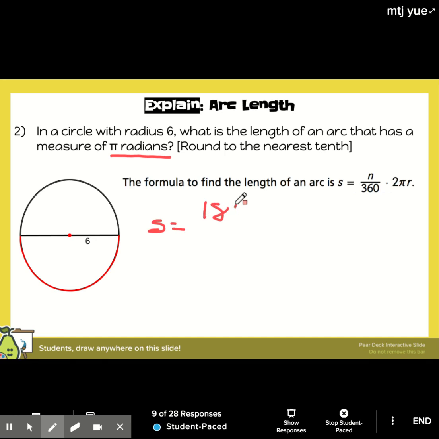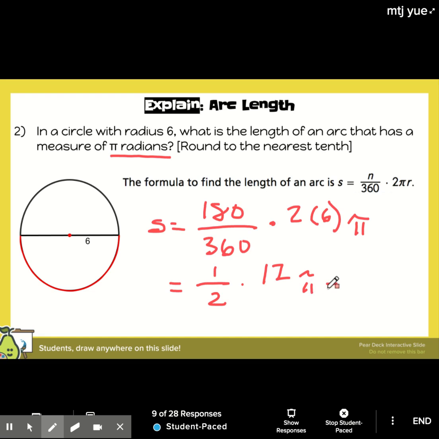So our N in this case will be 180 divided by 360 times 2 times the radius, which is 6 pi, right? We already know that 180 is half of 360, so I could just convert that to 1/2 times 12 pi, and we know our final answer is 6 pi, because 12 divided by 2 will give me 6.